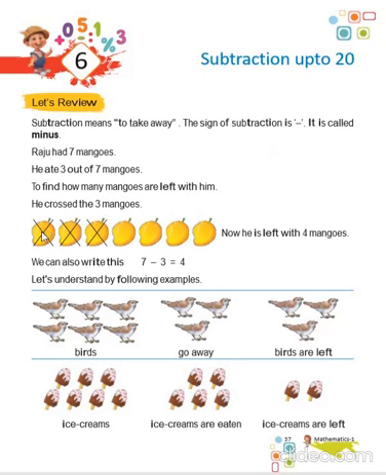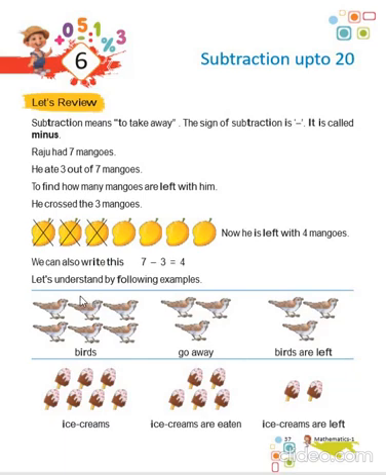Suppose Raju had 7 mangoes. 1, 2, 3, 4, 5, 6, 7. And if he ate 3 mangoes, 1, 2, 3. So how many mangoes are left now? 1, 2, 3, 4. So now he had only 4 mangoes. So 3 mangoes taken away from 7 mangoes will give 4 mangoes. So this is the concept of subtraction. 7 minus 3 equals 4.